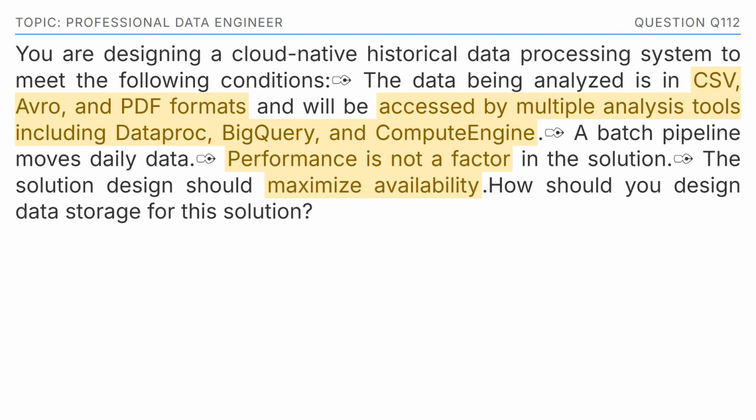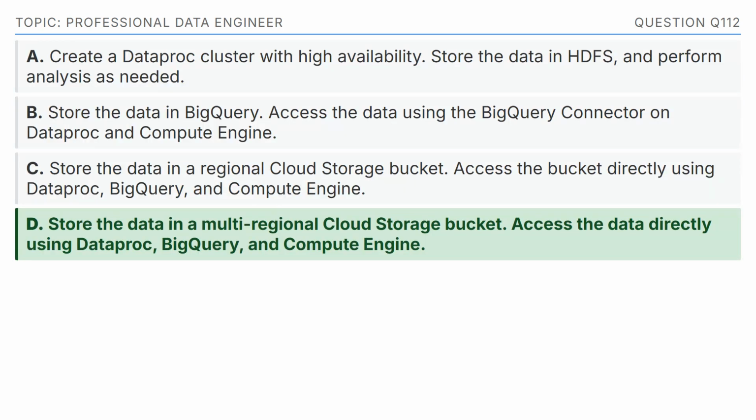To arrive at the correct answer, we focus on the keywords: CSV, Avro, and PDF formats, accessed by multiple analysis tools including Dataproc, BigQuery, and Compute Engine. Performance is not a factor, maximize availability. The correct answer is option D, store the data in a multi-regional cloud storage bucket. Access the data directly using Dataproc, BigQuery, and Compute Engine.